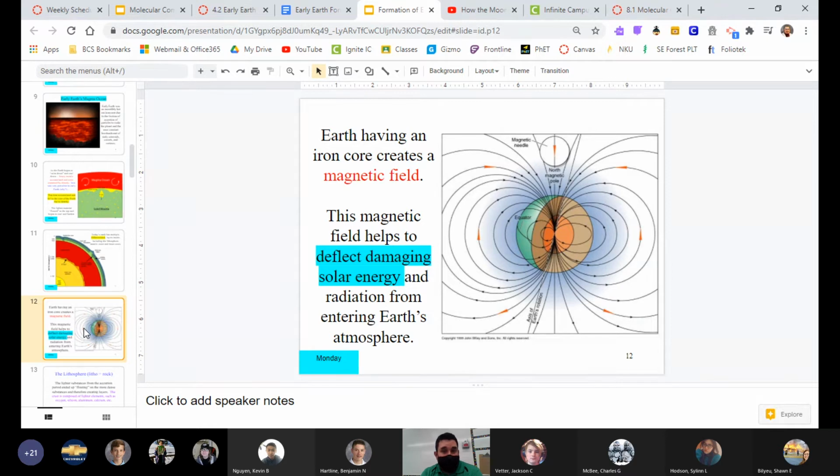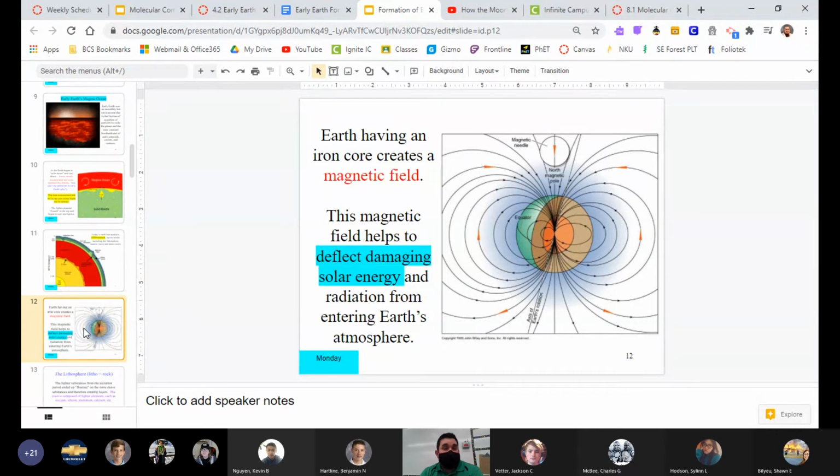And so luckily, Earth has a magnetic field, and that magnetic field is protecting Earth from solar energy, from radiation, and it deflects a lot of that material away from Earth so that the solar radiation does not come into Earth and hurt us as humans. So having an iron core in the center is excellent for Earth. Without that magnetic field, we would not have water, we would not have air, we would not have life, we would not have anything here on Earth.